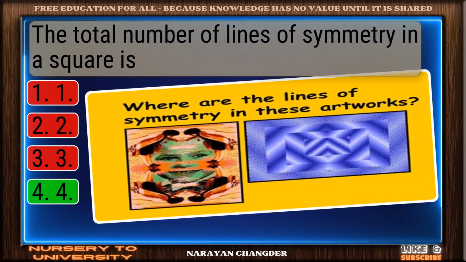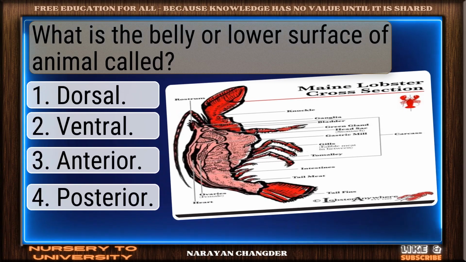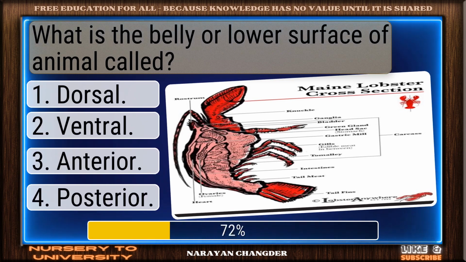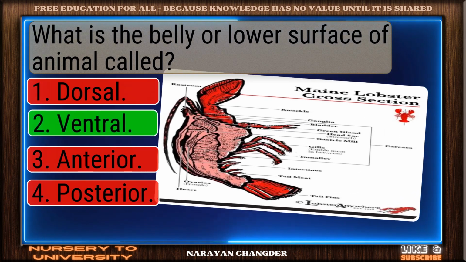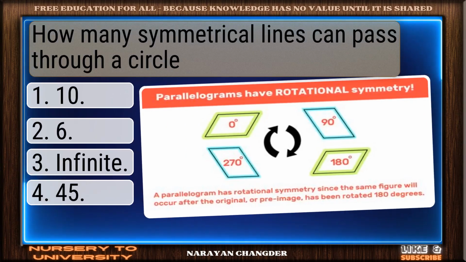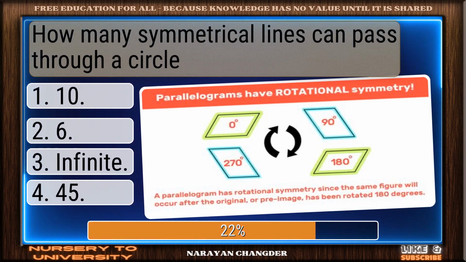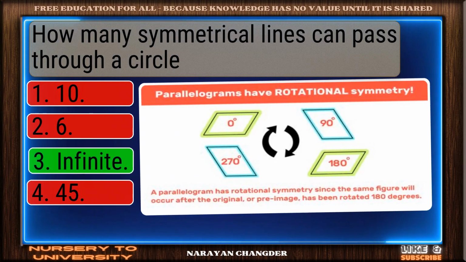Well reasoned. 4 is the correct choice. What is the belly or lower surface of animal called? Exactly. Ventral makes sense, and it is right choice. How many symmetrical lines can pass through a circle? Bravo. Infinite is the answer.